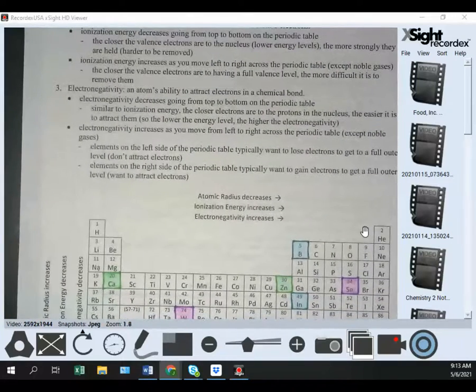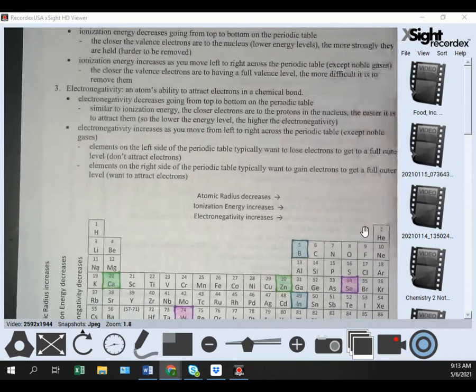Electronegativity is an atom's ability to attract electrons in a chemical bond. You can think of this sort of as, how badly does an atom want to gain electrons? The more it wants to gain electrons, the higher its electronegativity is going to be, because it's trying to pull them from anything it can.